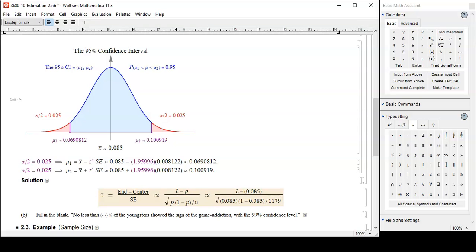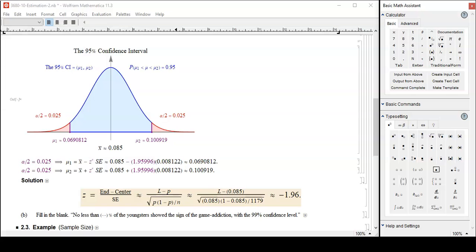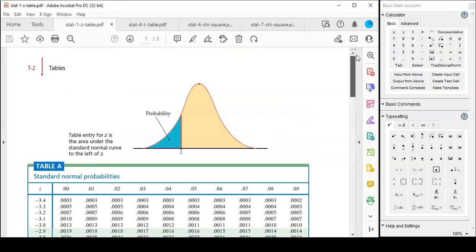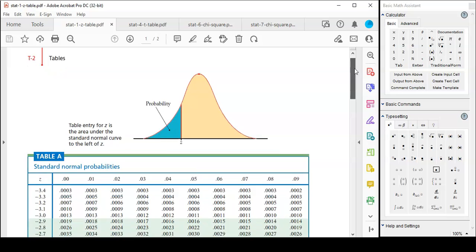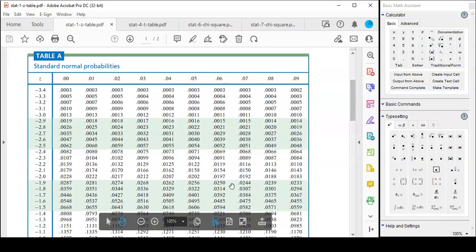1,179, and that has to be associated to the z-score for the left-hand side endpoint, 2.5% here. Remember the z-score? It's going to be negative 1.96. Let's see. Z-table here. This left-hand side is 2.5%, and that's associated to negative 1.96.